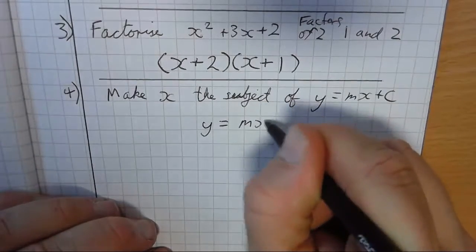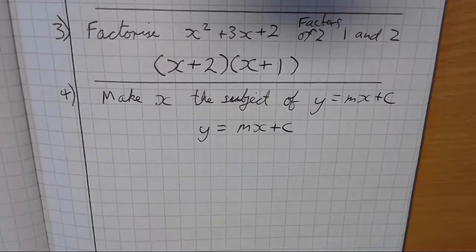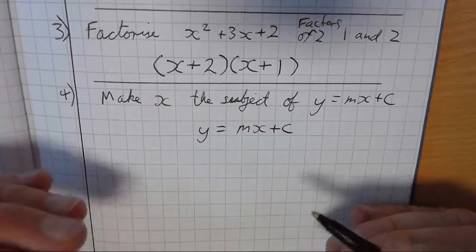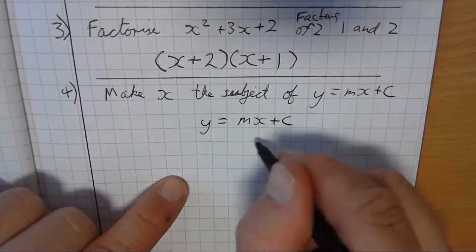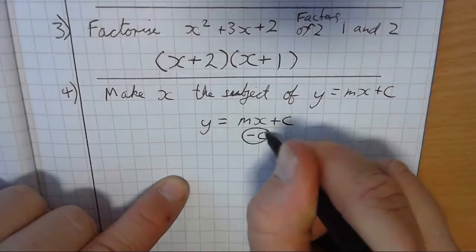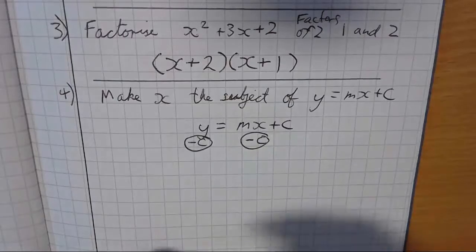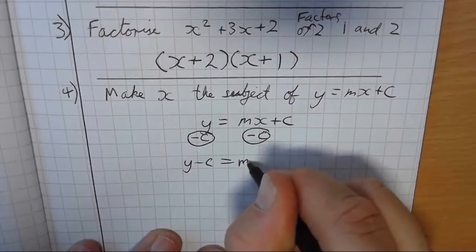Set it out really carefully for yourself, guys. So we're going to set it out like this, and then I'm going to keep it nice and evenly balanced. So I need to get x on its own. I need to make x the subject. First thing I'm going to do here is take away c. But if I take away c there, I'm going to take away c here using the inverse operation. So I've got y minus c over here, and I've got mx over here.